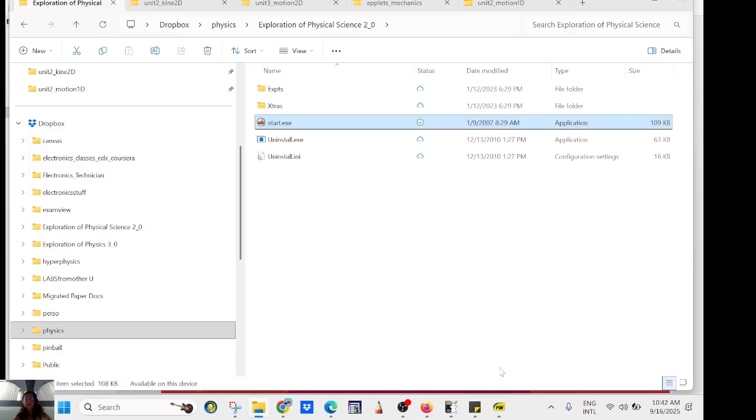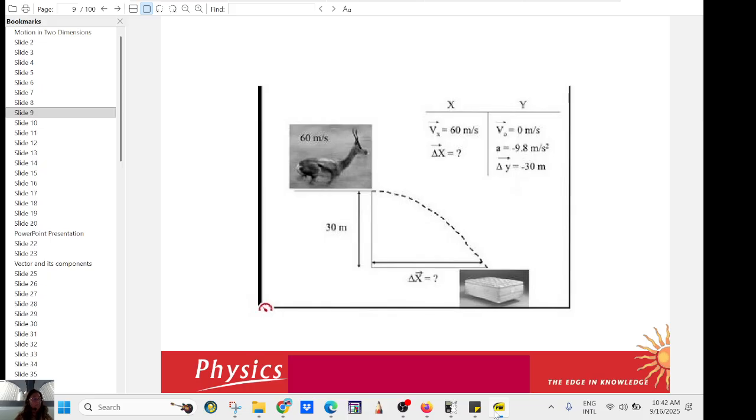Okay, so let's do an easy one. Let's do this one. I have no idea how realistic this is. You have an antelope and there was a cliff here and she jumped, but lucky for her there happens to be a mattress here. So it doesn't hurt itself.